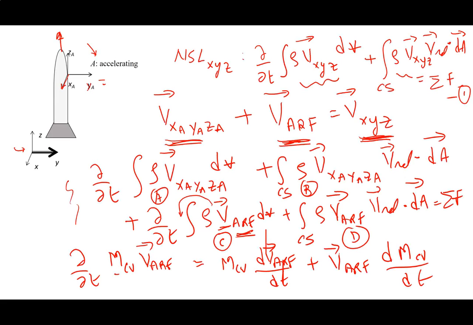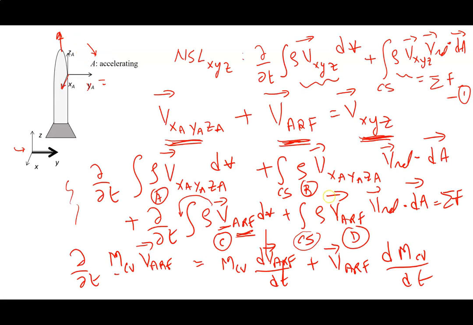If I look at term D, which is the integral over the control surface, and just look at the accelerating reference frame component of the total velocity, V_ARF is the velocity of the reference frame. I can bring this out of my integration. If I did that, I'm left with the integral over the control surface of rho v_rel dot dA.